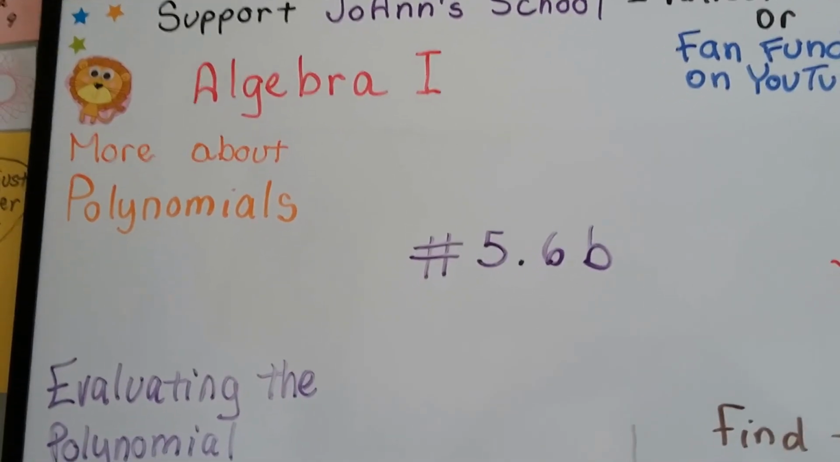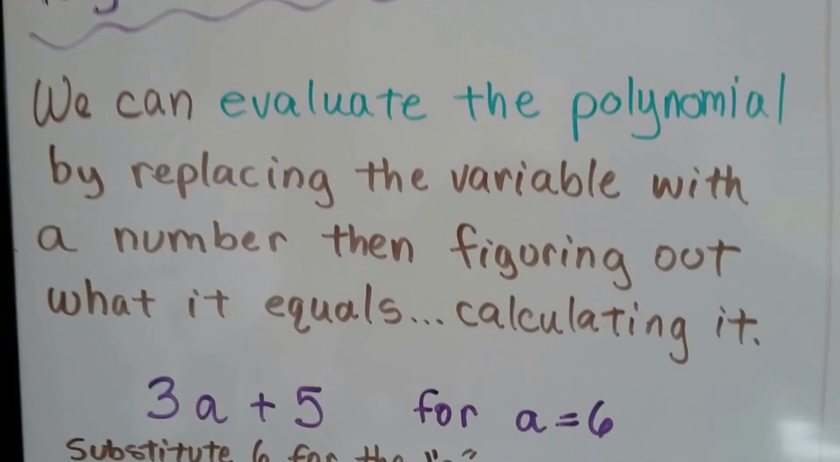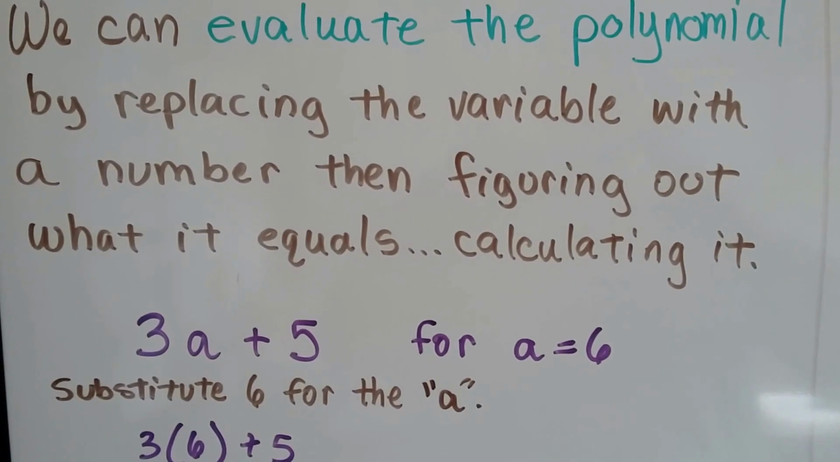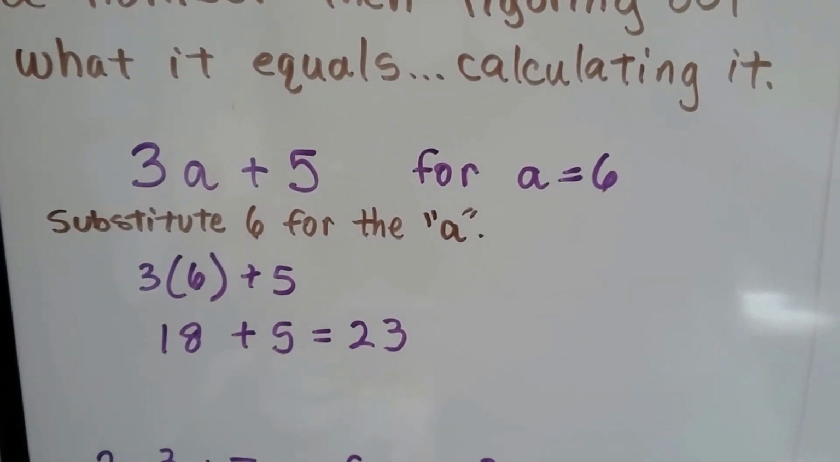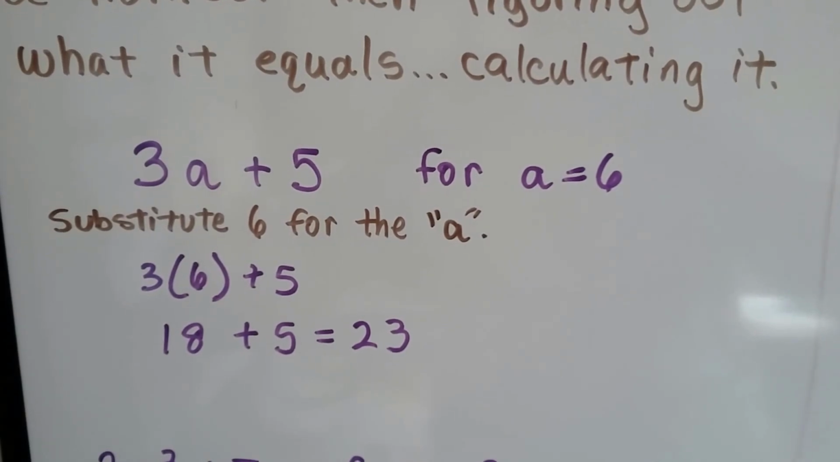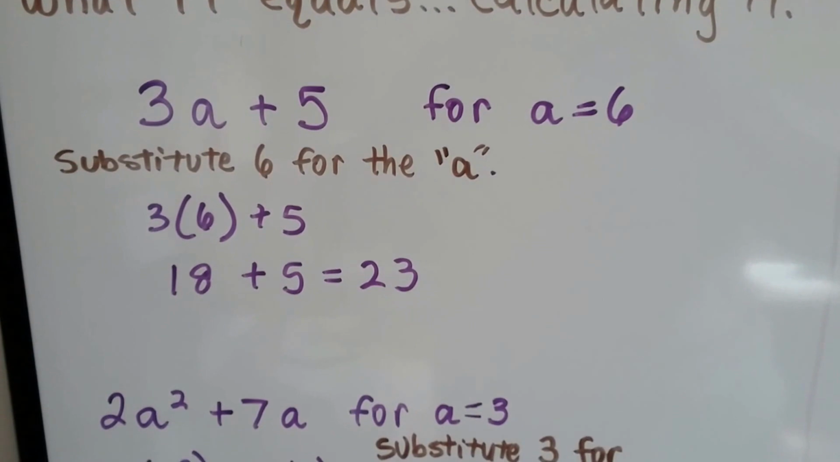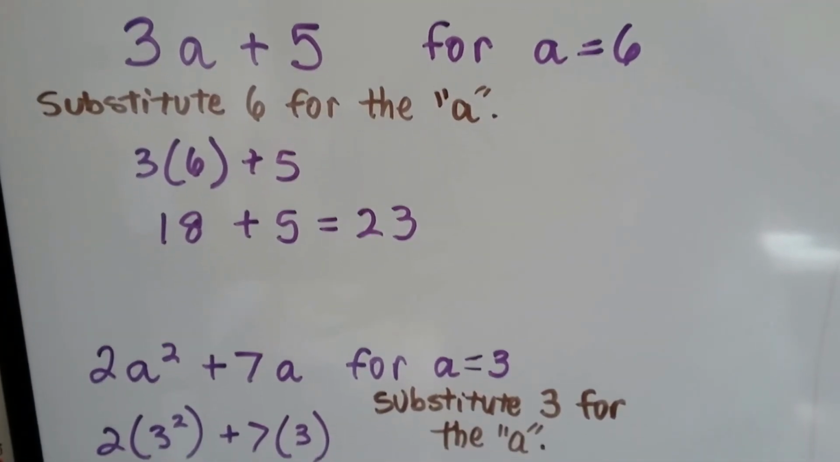Algebra 1, number 5.6b, evaluating the polynomial. We can evaluate the polynomial by replacing the variable with a number, then figuring out what it equals, calculating it. If we see 3a plus 5 and a equals 6, and that's given to us, we just substitute the 6 for the a wherever we see it. So that'd be 3 times 6 plus 5, or 18 plus 5, that equals 23.